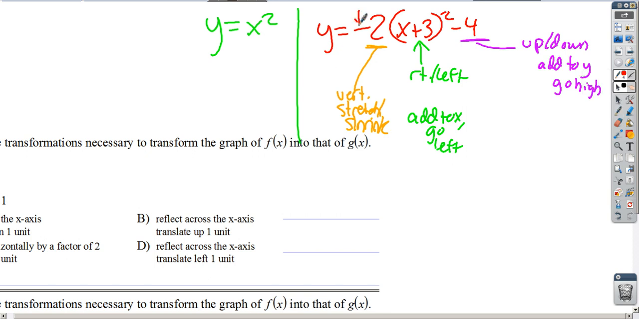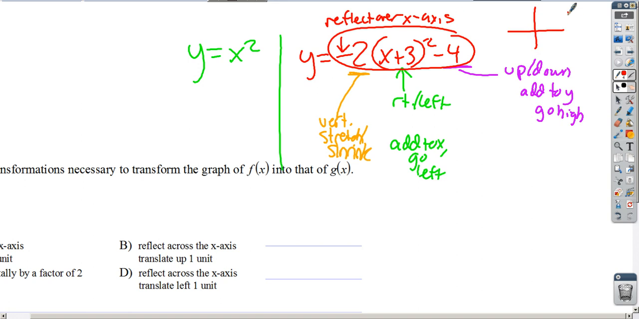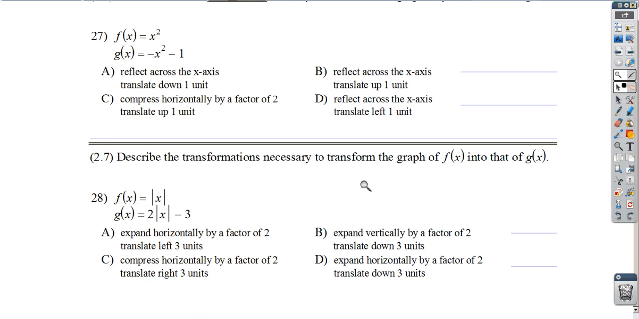And then finally, this number here tells us we are going to reflect it over the x-axis, because we're taking this entire function, this whole y value, and we're making it negative. If you look on a graph, here's a graph. The y values are positive up here. If I suddenly make them negative, they're down here. And I just reflect it over that axis. That's the x-axis.